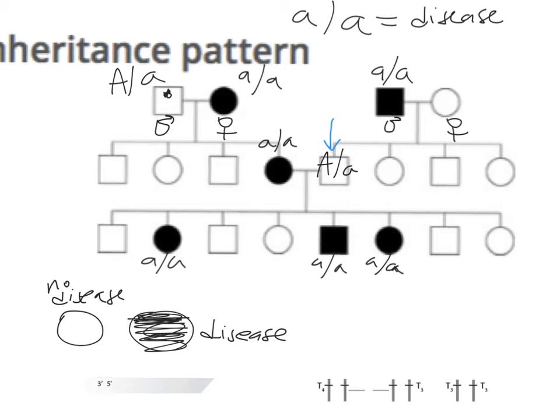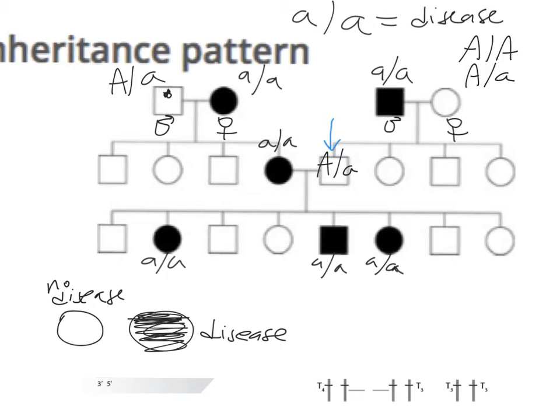So I heard homozygous dominant. What's the other option? Could be a carrier. Can we distinguish between those two? What do you expect if the mom's a carrier? How many of her kids would have the disease?